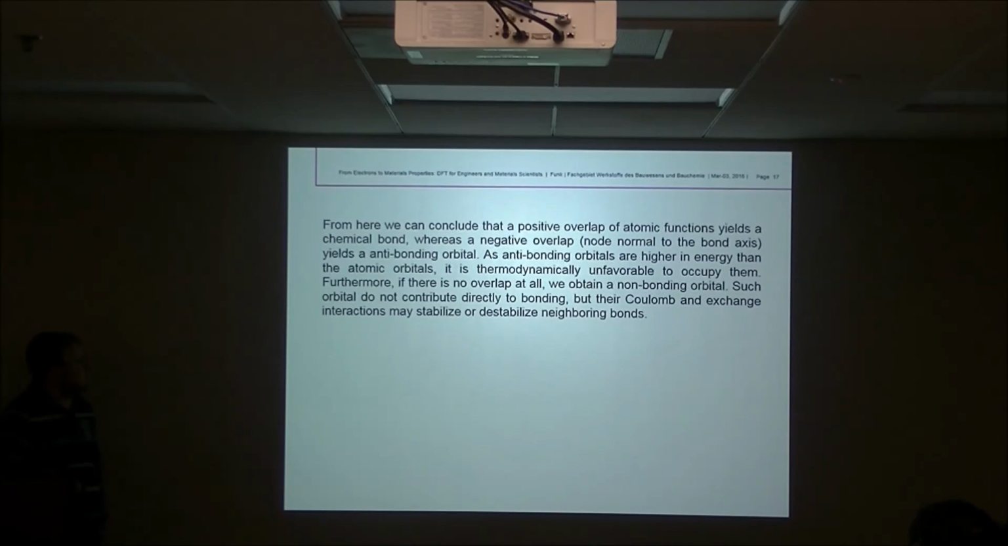And we also have the case in principle that there is no overlap at all. So this means we obtain a non-bonding orbital. This has no direct effect on bonding because it is non-bonding. But it still has an indirect effect. It still has Coulomb and exchange interactions with all the other orbitals around. So it may either stabilize or destabilize neighboring bonds.